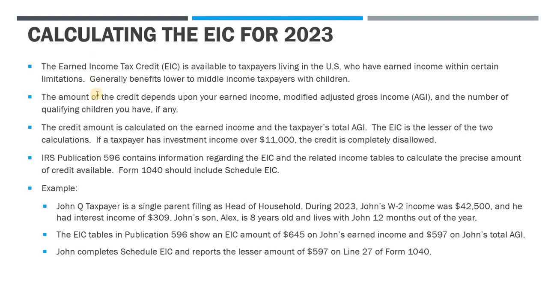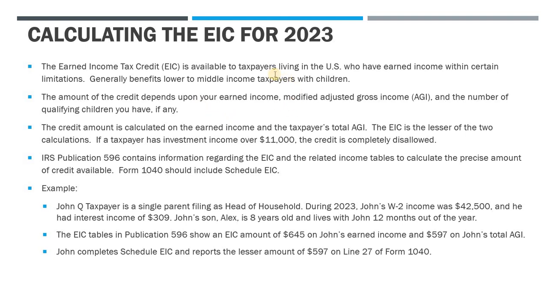So the earned income credit, or EIC for short, is generally available to U.S. taxpayers. And it's available whether you have children or not, right? You can be a single filing taxpayer with no children and still get the credit, but it generally benefits taxpayers with children more often than not, and we'll see how that works when we take a look at the tables. Now, the amount of credit is going to depend on a couple of things.